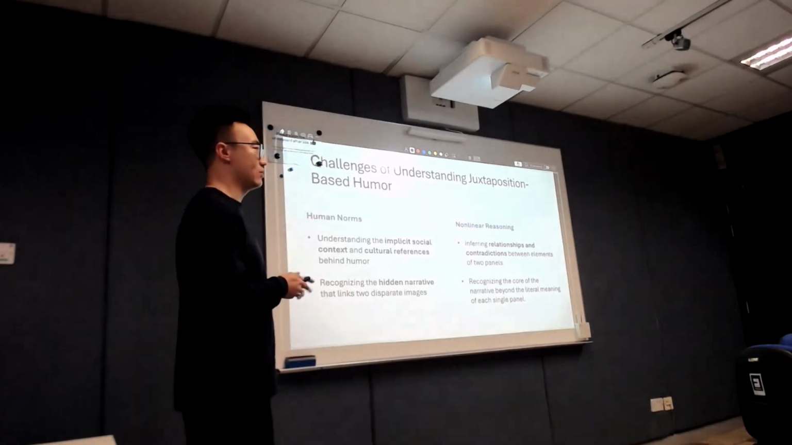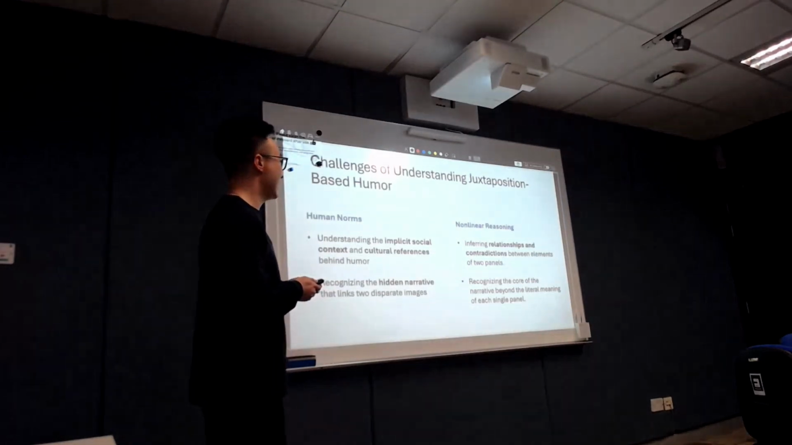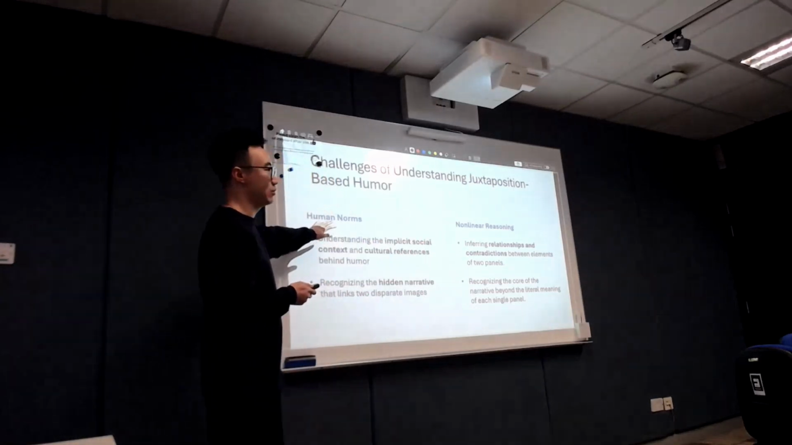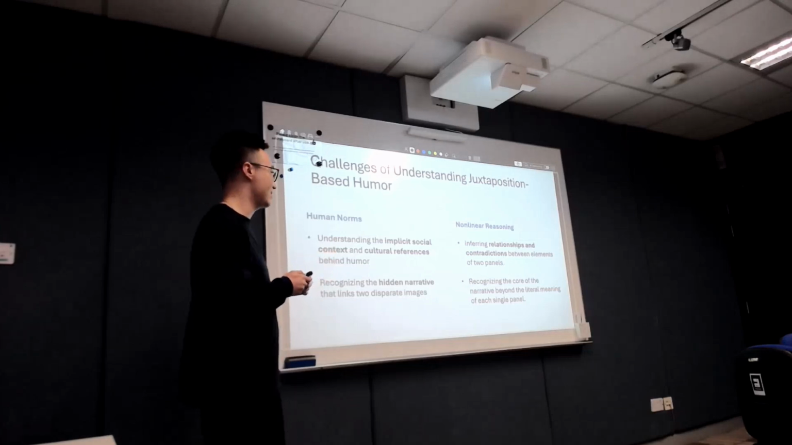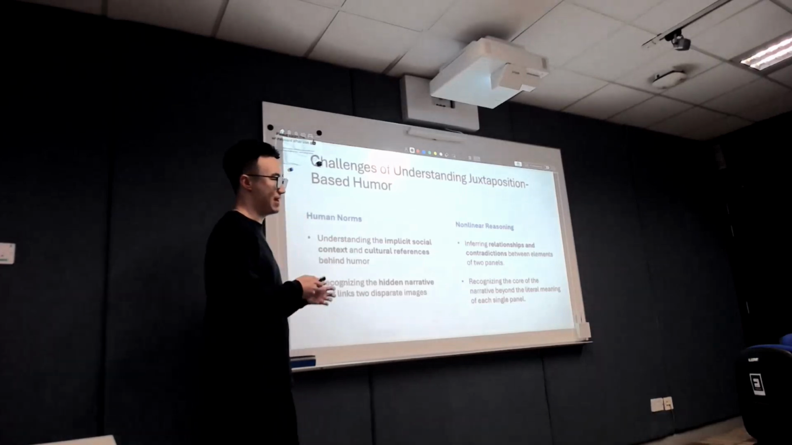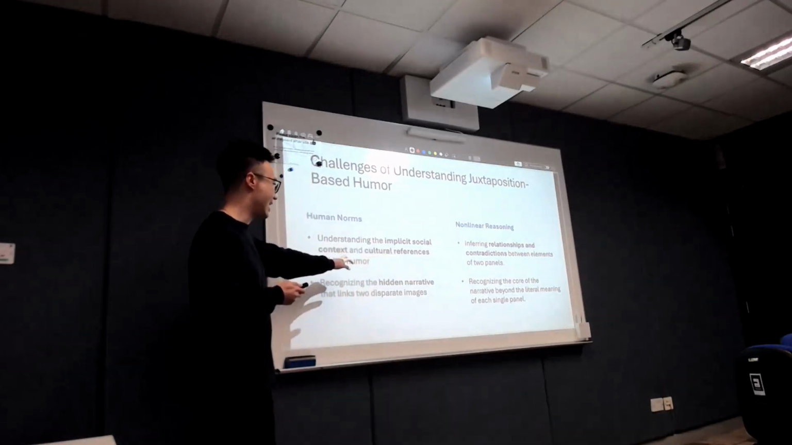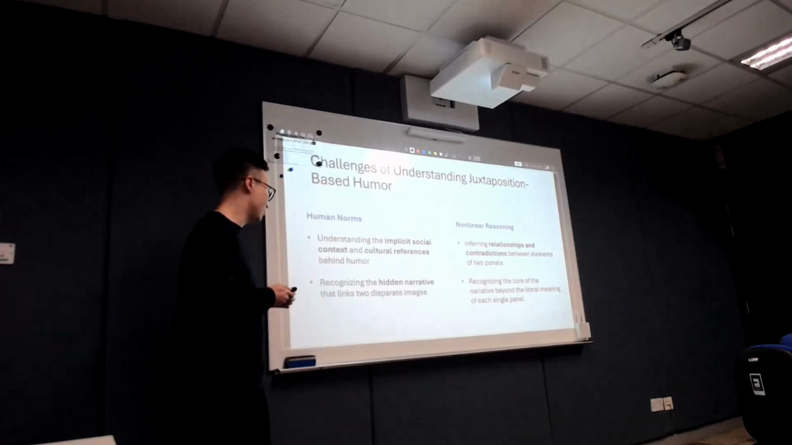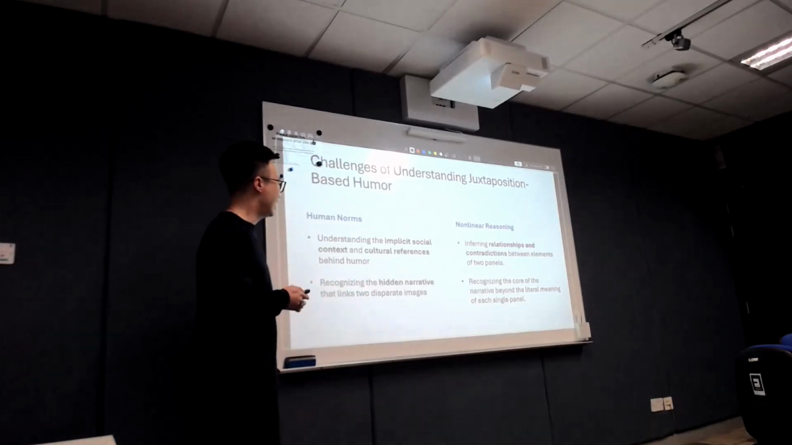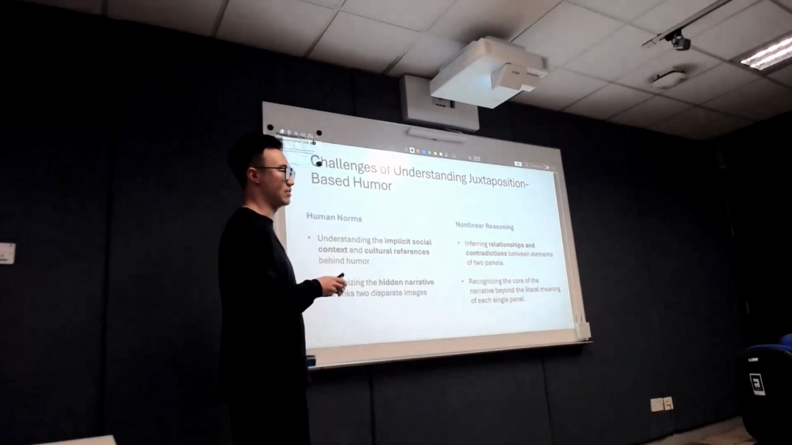In this study, we aim to evaluate how current large models perform on contradictory comic understanding. So why is this task so hard for AI models? It's pretty easy for humans because understanding juxtaposition-based humor requires two abilities. The first is human norms, because a comic is about our life, about daily events. To correctly understand the underlying semantics of the comic, models first need to understand the implicit social context and cultural references behind the humor. The model also needs to recognize the hidden narrative that links disparate images. However, current AI models are still not good at understanding this kind of human norms, so it's hard for them to understand the comics.